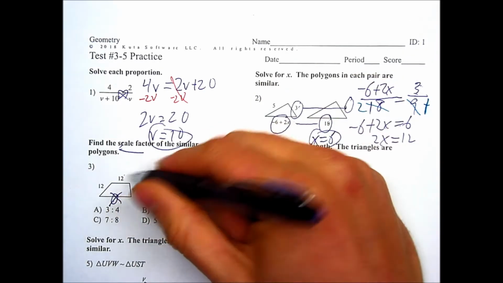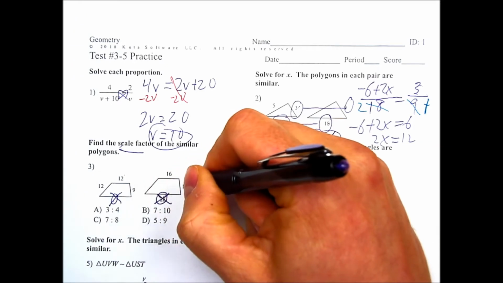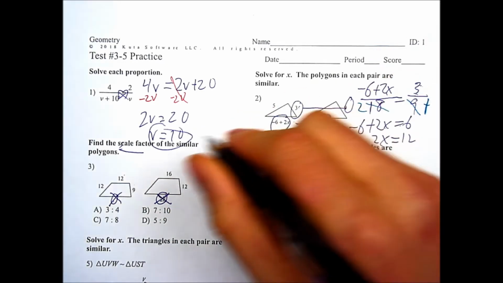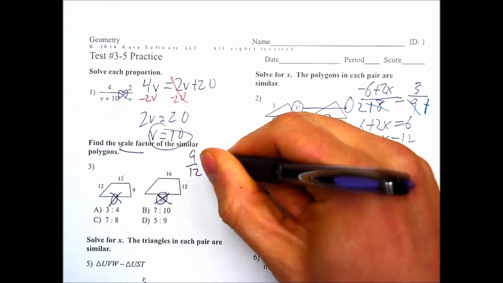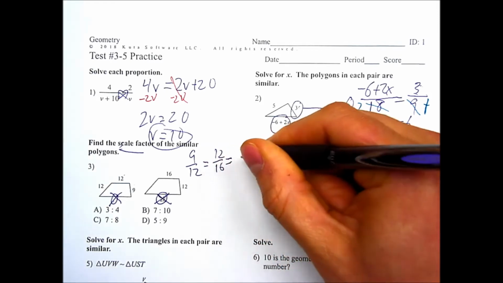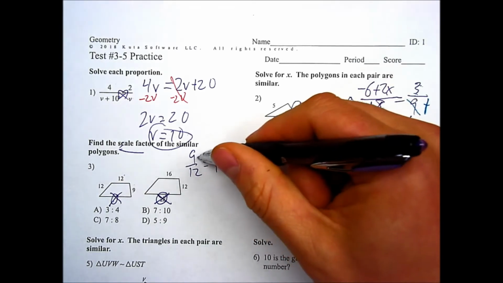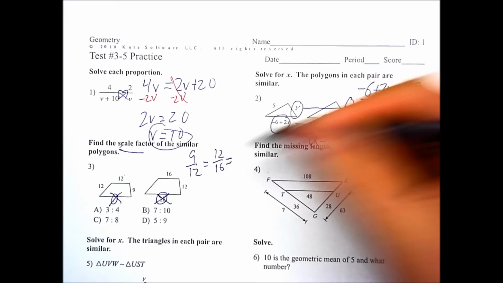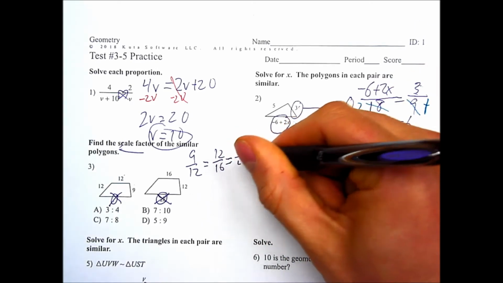So either set the 12 with the 16, or the 9 with the 12, because those are the sides that relate together. And it's the same ratio either way. So 9 with 12, that's the same as 12 with 16. And then you're going to have to figure out what of these numbers it makes. So 9 with 12, those can divide by 3 and become 3/4. 12 with 16 can divide by 4 and become 3/4. So they both make 3/4, a 3 to 4 ratio.